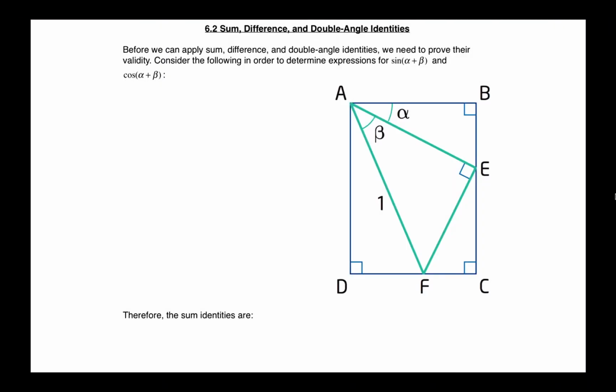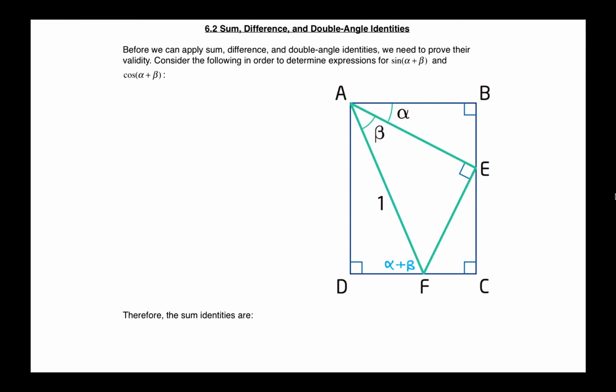Hi, I'm Mr. Miller, and this is a lesson on sum, difference, and double angle identities. So before we can apply the identities, we need to prove their validity. So let's consider the following in order to determine expressions for sine of alpha plus beta and cosine of alpha plus beta.